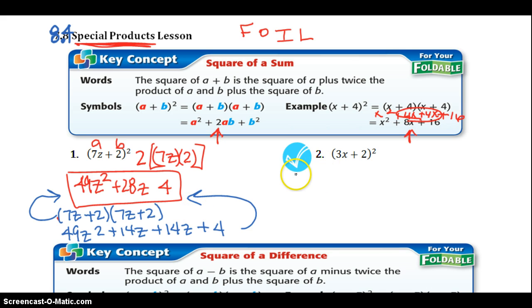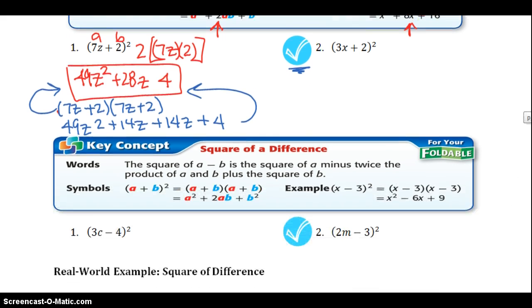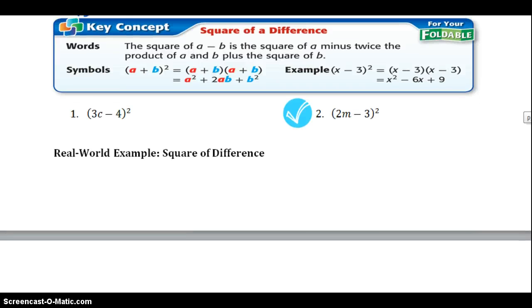So this is for you to check your understanding. See if you can do number 2 and use the shortcut. You're going to say 9x squared, because that's 3x squared. Your last term is going to be 2 squared, which is going to be 4. And in the middle, you're going to multiply 3x times 2, and then multiply that product times 2. The more we practice any skill, the better we will become.